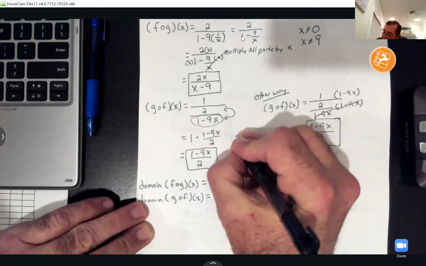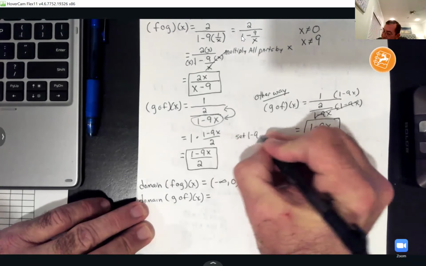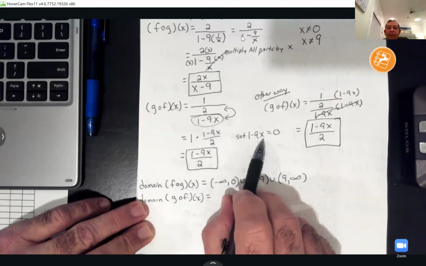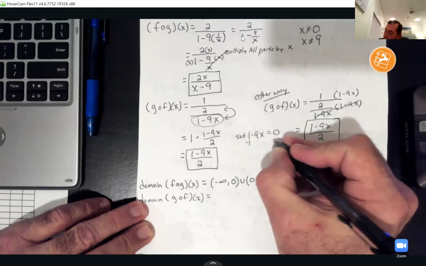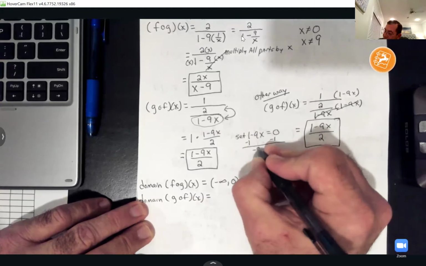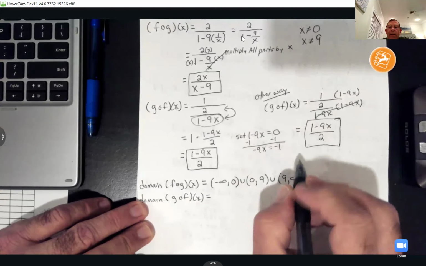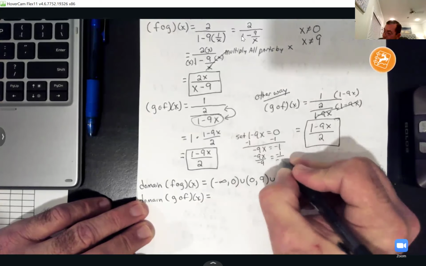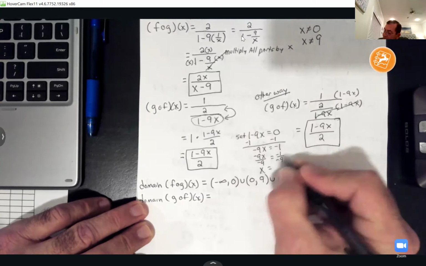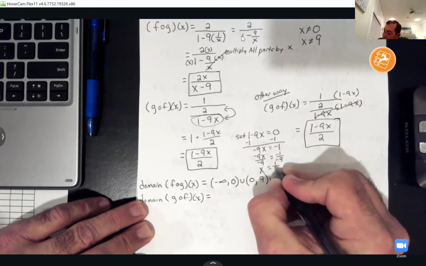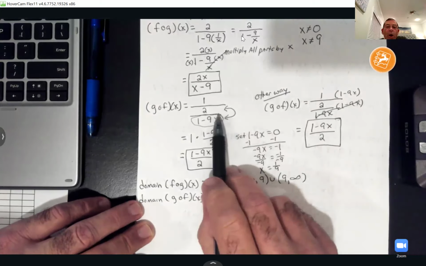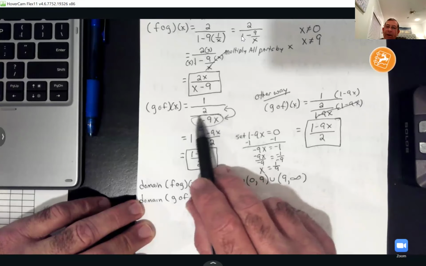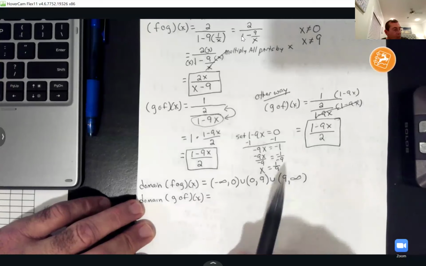So what I would do there is set 1 minus 9x equal to 0. And y'all, we're going to solve that for that x. So I'm going to subtract 1. I get negative 9x equals negative 1. Divide both sides by negative 9. And guess what? All these negatives cancel, making that a positive 1 over 9. So if you put a 1 over 9 here, the 9's cancel. 1 minus 1 makes that a 0. So we got to kick out that 1/9.